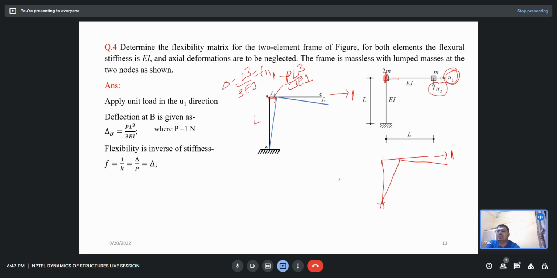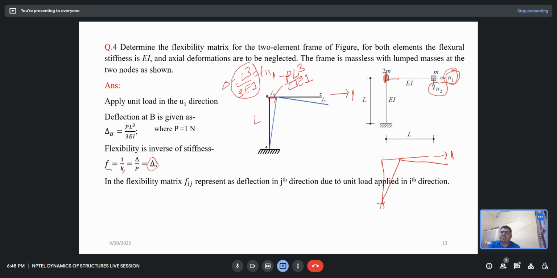Flexibility is 1 by K, and K, the stiffness, is 3I by L cube. If you take the inverse, it comes out to be L cube over 3I. So whatever your displacement due to the unit load is, that is your flexibility. The flexibility matrix Fij represents the deflection in the jth direction due to the unit load applied in the ith direction. So F11 is L cube over 3I.